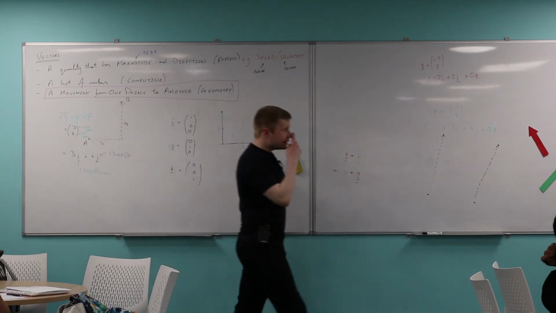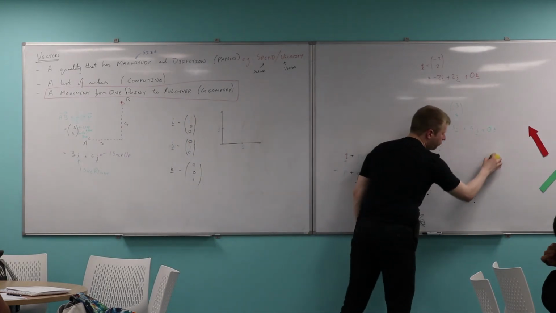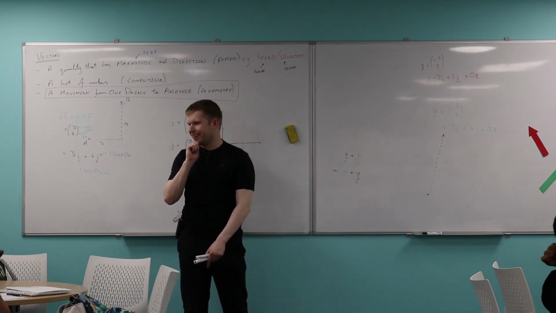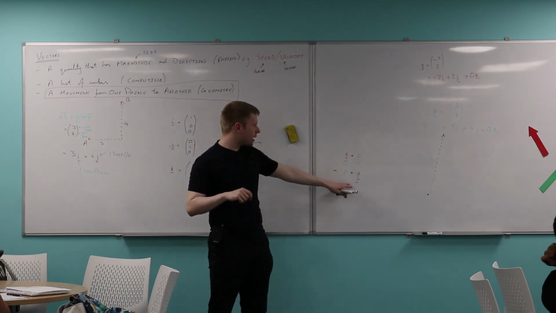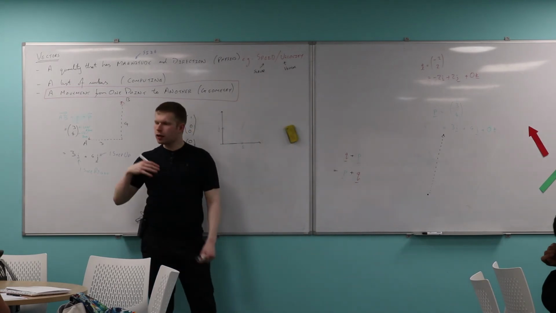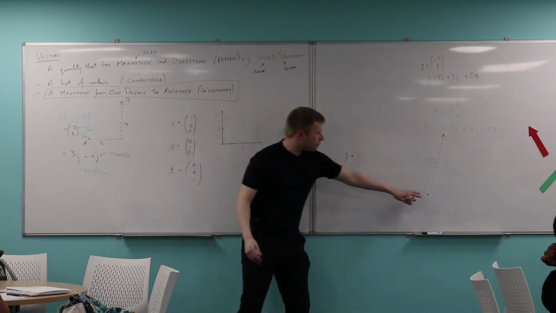Okay. So here's my last question then, and then we'll finish off. How could we describe this thing algebraically? So what I'm saying here is move along P, then move along Q. How could I describe just this movement here?